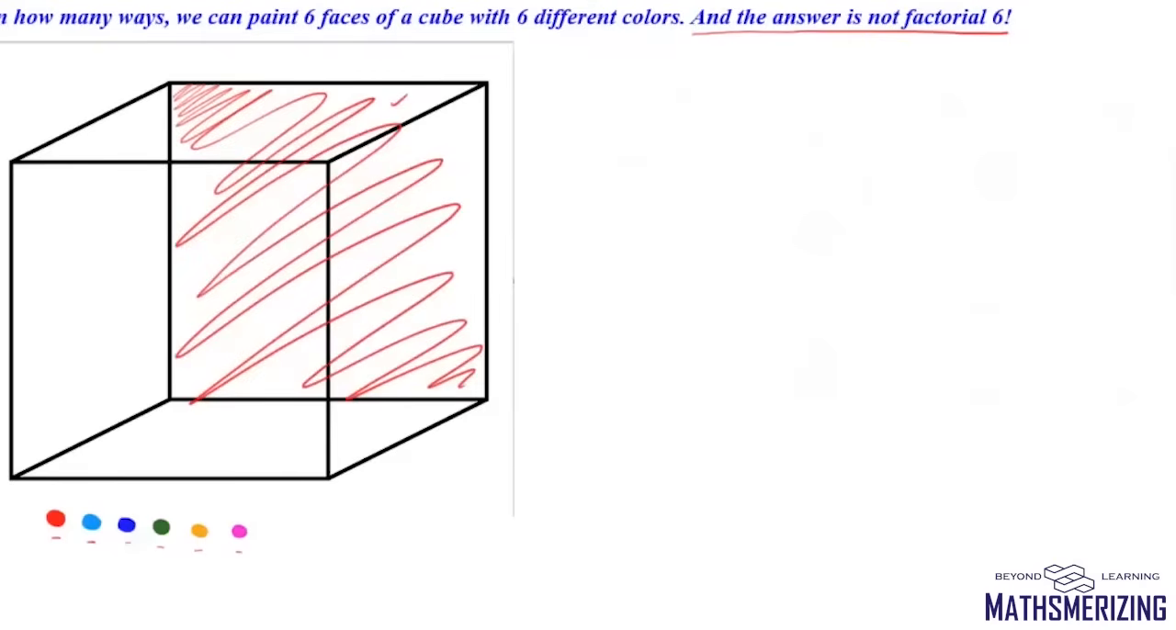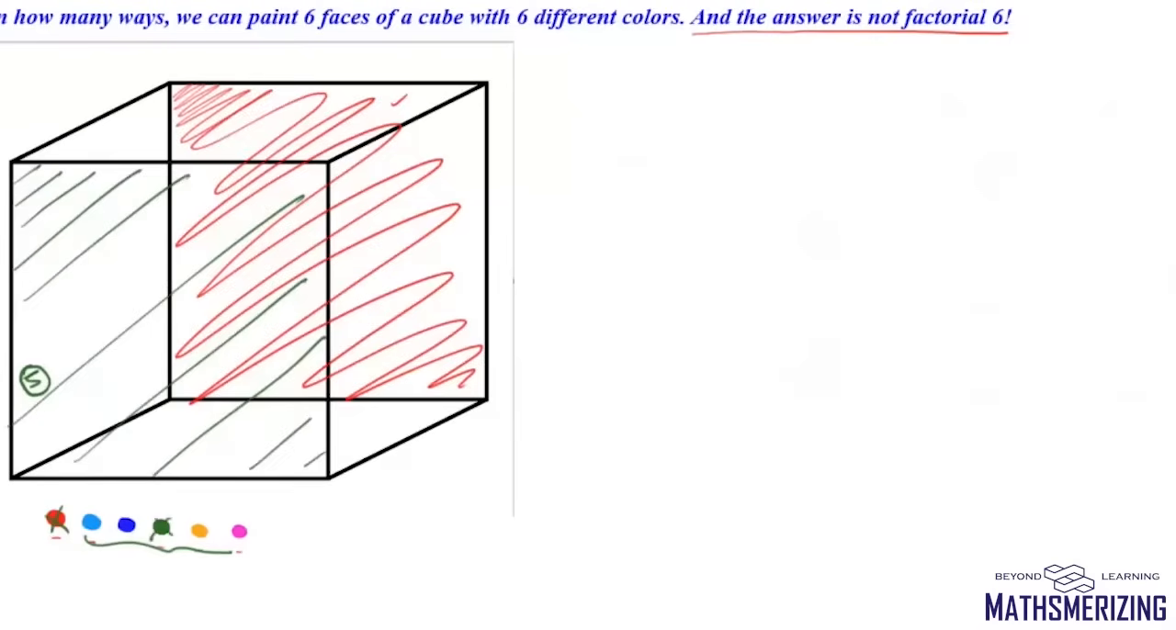Now, how many choices do we have for the face opposite to this red face? Red is already gone, so from the remaining 5, we can put any color on the face opposite to this red face. So we have 5 choices, and from these 5 colors, we can put any one color, say green. So let us put green here. Now we have a cube with 2 opposite faces painted with red and green, and we are left with 4 unpainted faces and 4 colors. So we have 4 faces, 1, 2, 3 and 4, and then we have 4 colors as well.